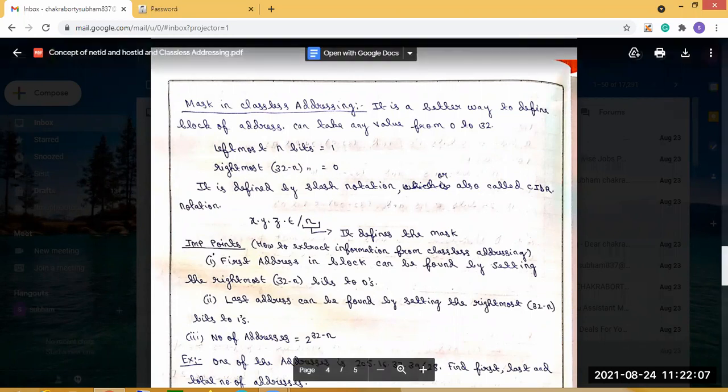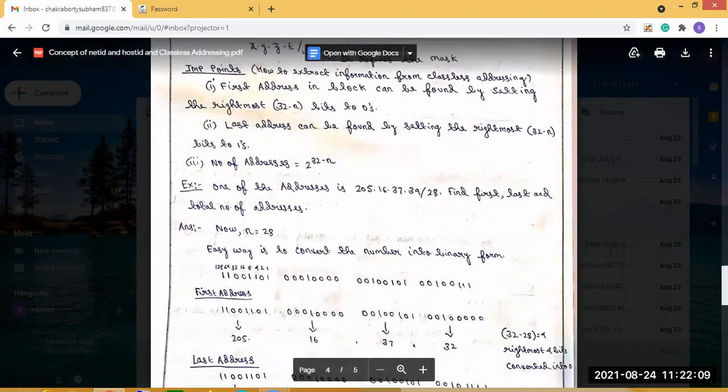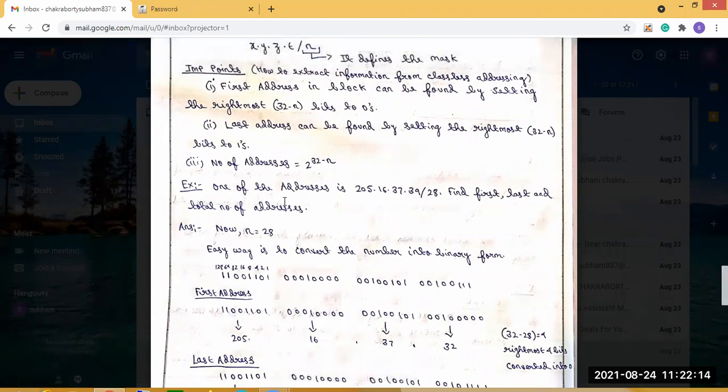So let's discuss this with an example. Let's say a problem is given that one of the addresses is 205.16.37.39/28. Now find the first address, the last address, and the total number of addresses.